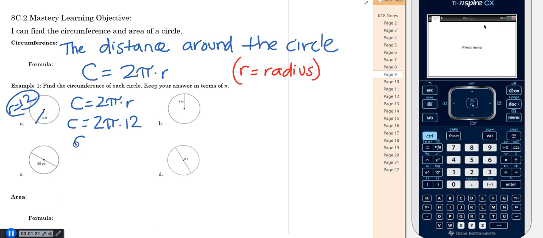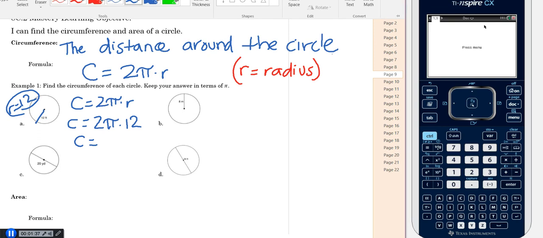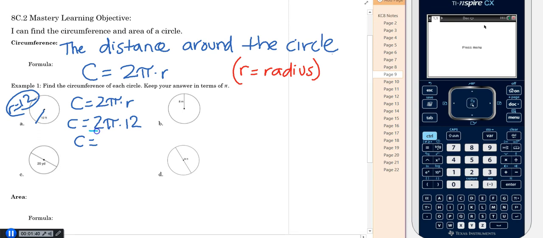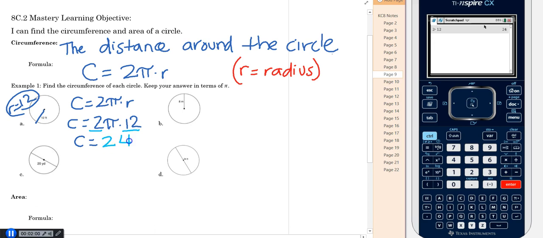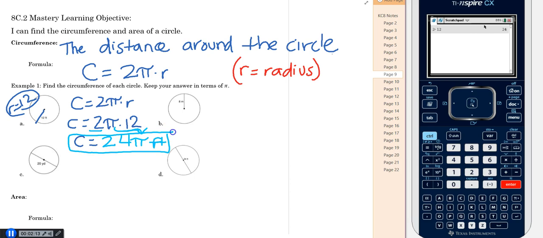Now the directions told us to keep this in terms of pi. So what that means is that if you need your calculator, the only things you are going to be multiplying are those coefficients, those numbers. So in your calculator, I'm not going to do the 2 and the pi and all of that. I'm only going to do the 2 times my 12, which would give me 24. Now, keep in mind that we only multiplied the numbers, which means this pi has to get brought down in my answer. Don't forget about it. And then we put our units on there. Distance around, this is measured in feet, so my circumference around my circle is 24 pi feet.